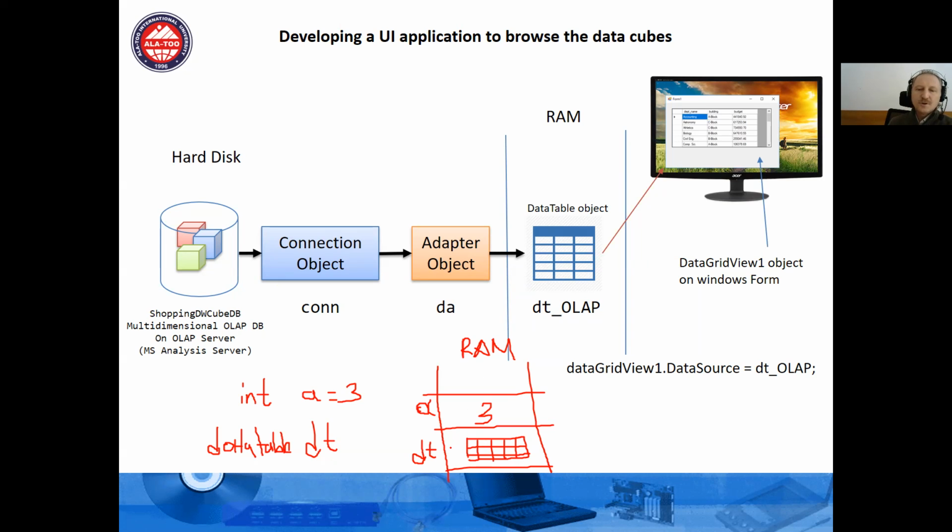So if you want to assign number 3 to the A, you can write simply A equals 3. And 3 will go to the memory location of this one. And how can you assign a database table or data cube structure to the DataTable? To make it, you should use a connection object and an adapter object. Why, at the beginning, are we going to use a connection object?